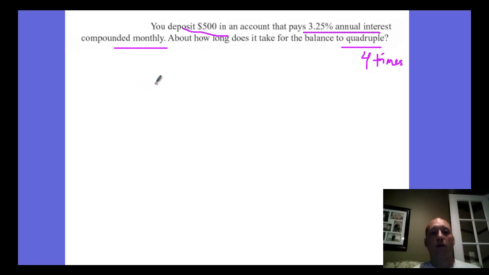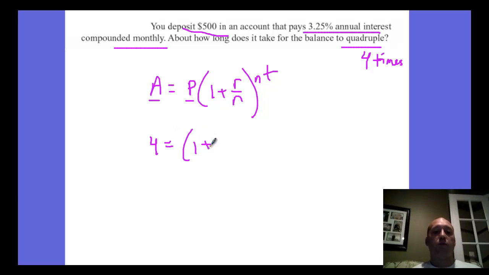If I look at the formula, the amount of money I have is the principal times 1 plus r over n to the nt power. If I put in some P amount and I want to quadruple, the A amount has to be 4 times as much. So A divided by P is always going to be the amount I want it to grow by, like 4 times or 5 times or double or triple. So I would just put 4 equals, and then plug in 1 plus the rest of it.